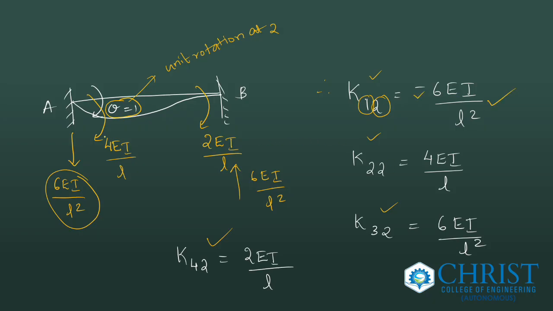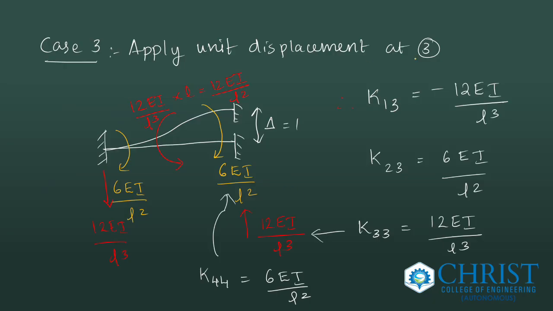K22, clockwise direction, moment value 4 EI by L, positive value. K32 again translation, this one is acting upwards, that is same as in the direction of the third system coordinate, hence positive value 6 EI by L square. And K42 is 2 EI by L, clockwise positive value. Okay. Then apply unit displacement at the third coordinate, that is what? Translation. So what happens? The system again sinks by delta equal to 1.